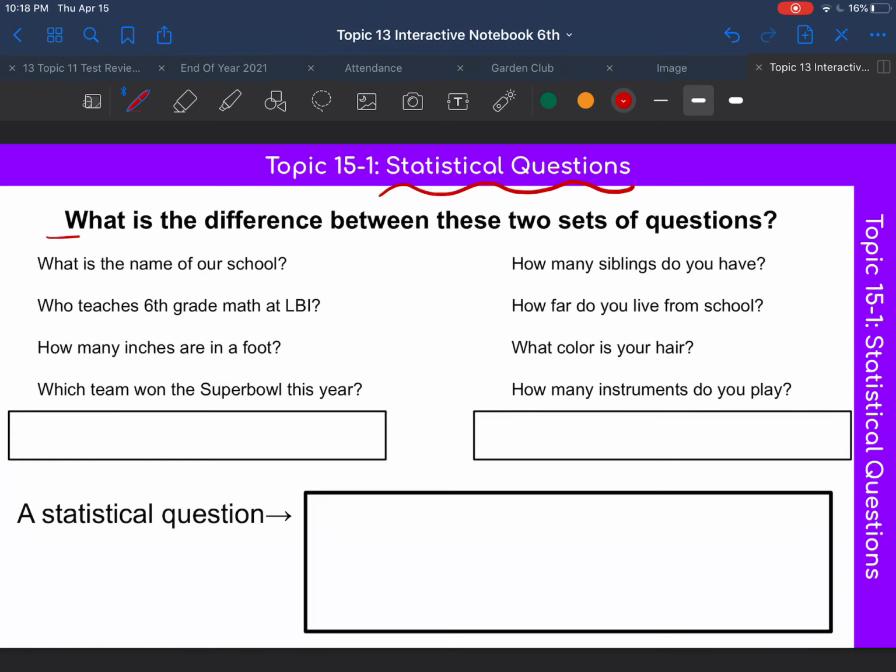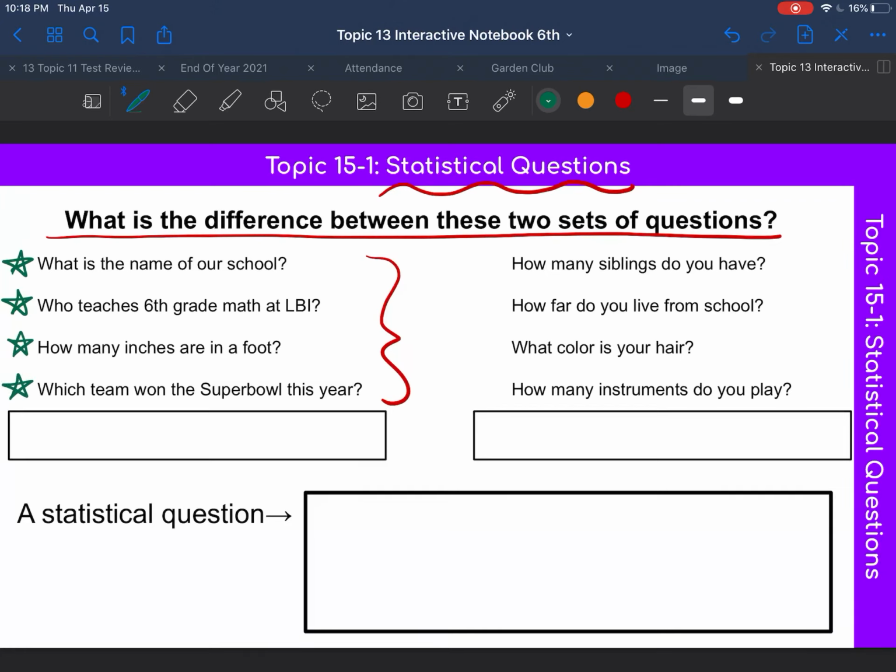So what is the difference between these two sets of questions? Let's look at this first set on the left. We have: What is the name of our school? Who teaches sixth grade math at LBI? How many inches are in a foot? And which team won the Super Bowl this year? So that's one chunk of questions. They're all related in one capacity. And then let's look at the other questions.